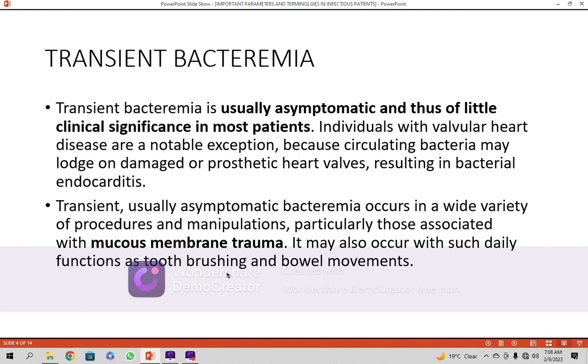Toothbrushing will cause transient bacteremia. The prostatic examination per digital rectal can cause the movement of the bacteria from the prostate into the blood. Although it is transient, transient means that the quantity of the bacteria is not enough to produce disease. So this is a transient bacteremia.